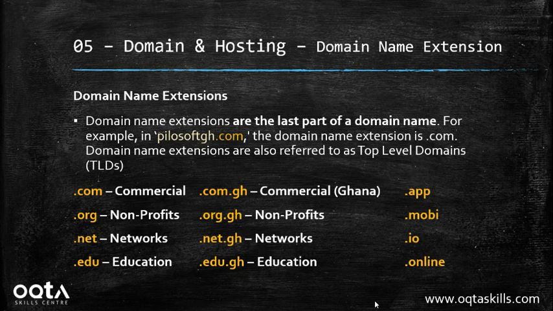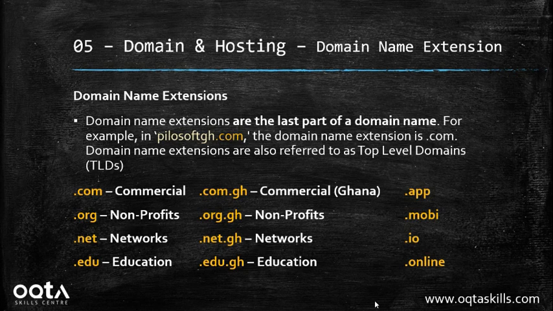We also have the .org, which is specifically meant for non-profits, or let's say NGOs. Then we have the .net, which is meant for networks, maybe a network of companies. And then we have the .edu, which is for educational websites. You get it. And then we also have the .com.gh, .org.gh, and the others. They serve the same purpose, but they are for institutions that are based in Ghana, and all other countries also have their extensions.